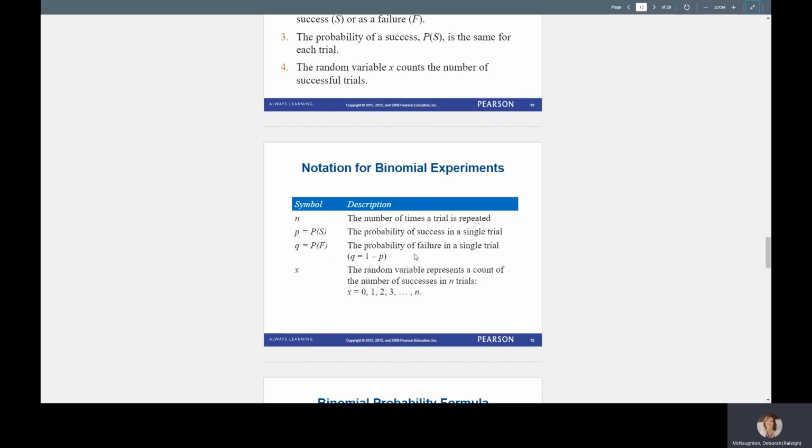And the probability of failure would mean that I get a 1, 2, 3, 4, or 5. The probability of failure is 5/6, or 1 minus P. And X would represent the number of successes in N trials. So if I rolled that die 10 times, I would count the number of times that I rolled a 6. And that number could be 0, 1, 2, 3, 4, 5, 6, 7, 8, 9, or 10.